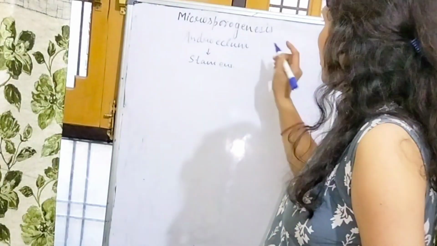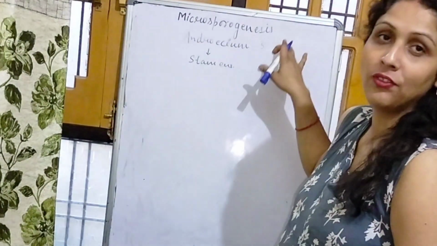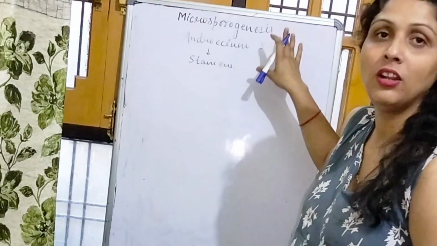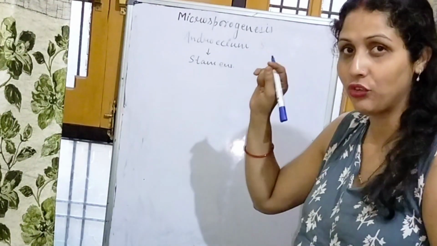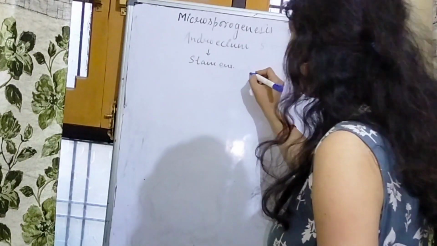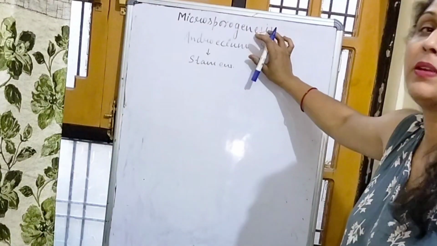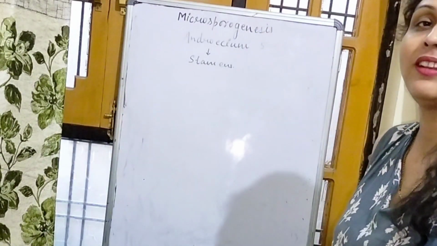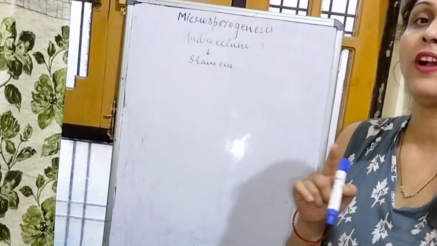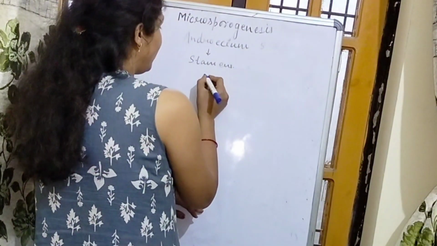Suppose I am saying that there are 5 stamens in a flower, so collectively it is called androecium, a single androecium. But how many stamens are there? There are 5 stamens. Hope you understand that the collective part is called androecium, but the unit is called stamen. Now let's understand the structure of androecium to reach the process of gametogenesis. That is very important. So let's remind ourselves of the structure of stamen.